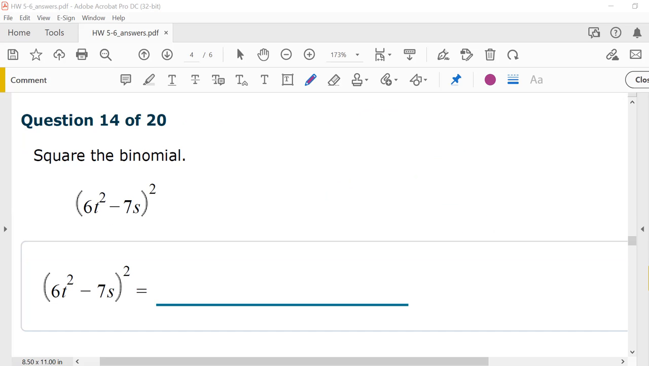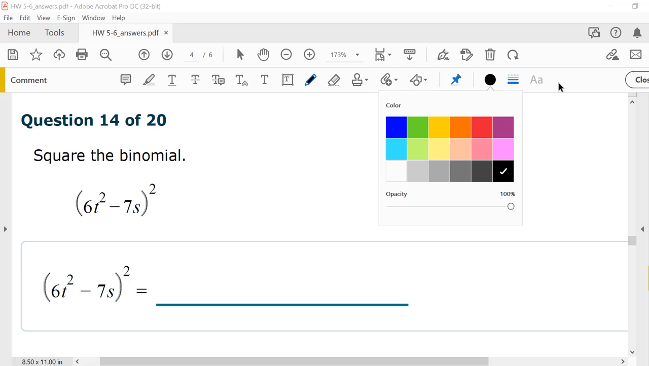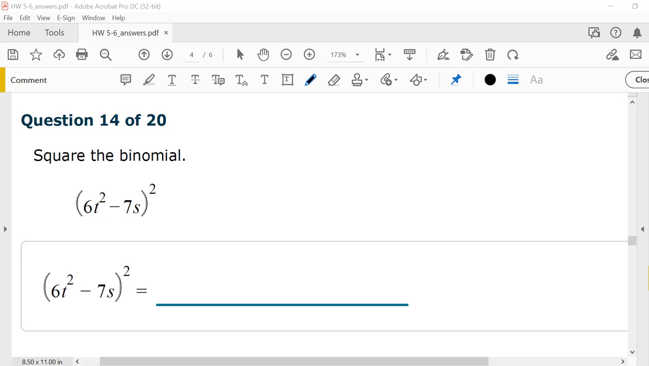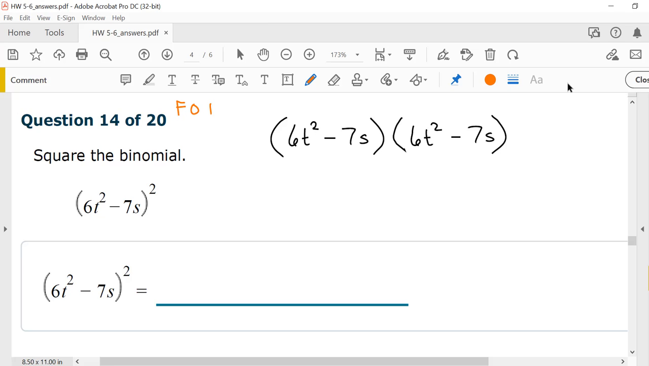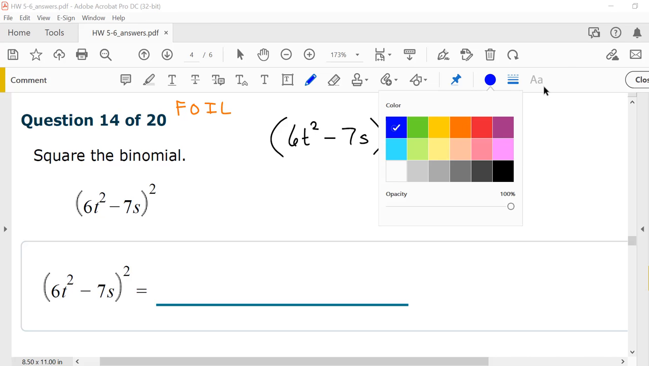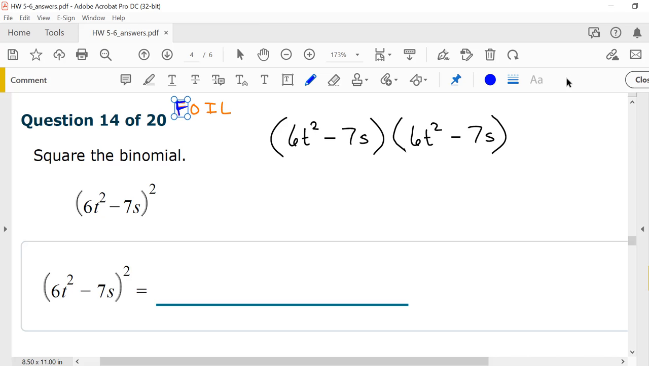Number 14, square the binomial. I like writing it out twice. So 6t squared minus 7s times 6t squared minus 7s. Okay, I'm going to FOIL. So when I multiply the first terms, I'm going to do 6t squared times 6t squared. So that's 36. T squared times t squared, 2 plus 2 is t to the 4th.